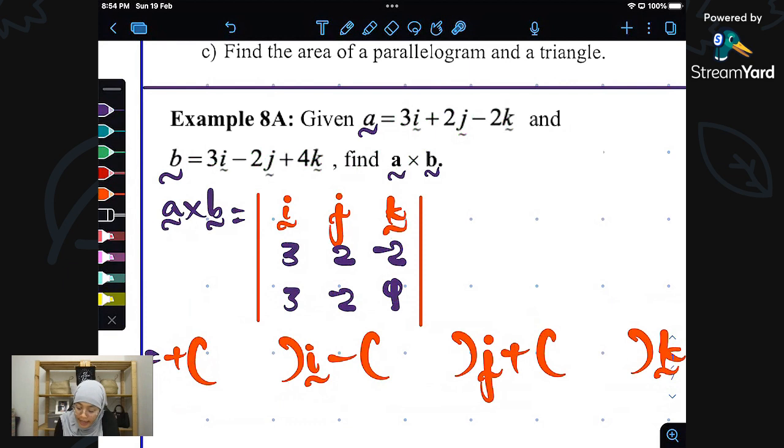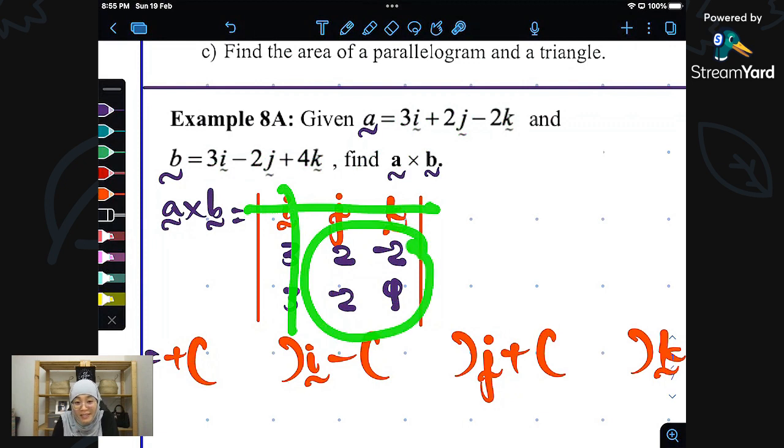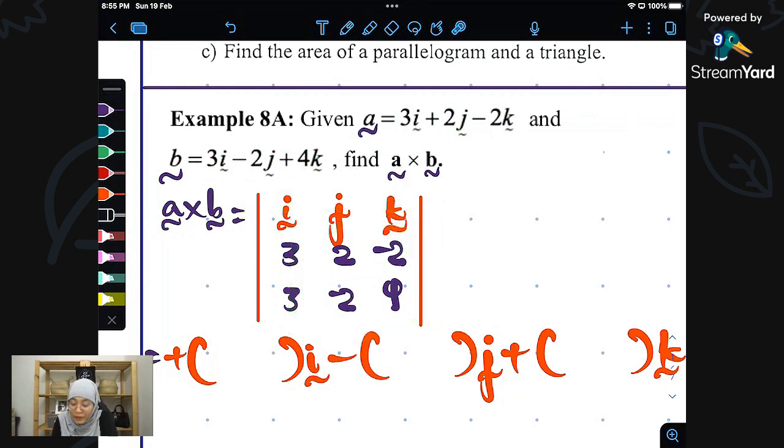All right, and then how do we solve the i part? For the i part, you need to close this i column and the i row, and then this is where you are trying to solve. This is sort of like matrices. You solve it almost the same way as the matrices you learned before. So the way to solve this is to recognize the diagonal.